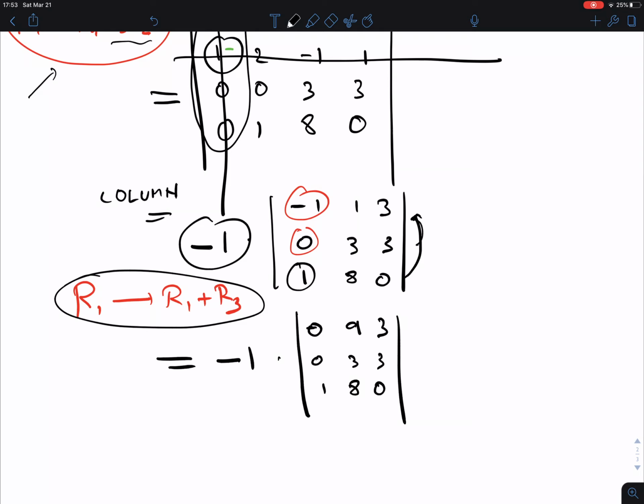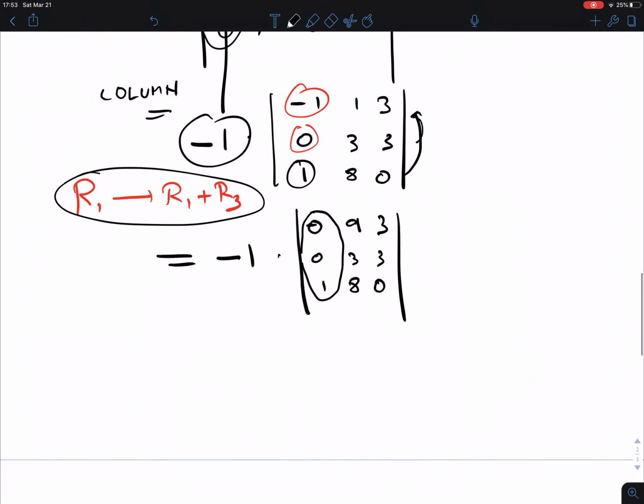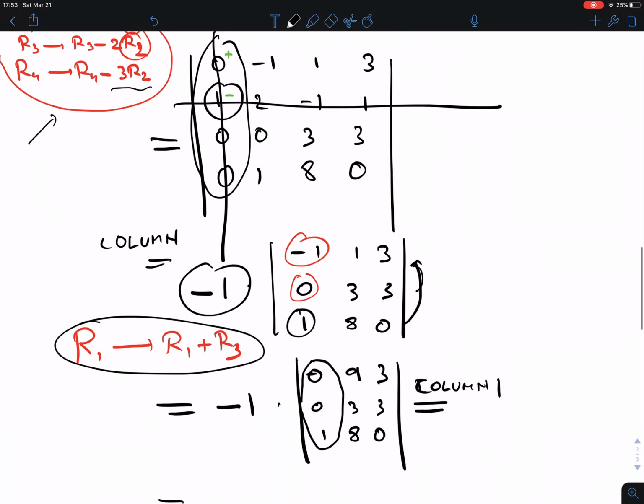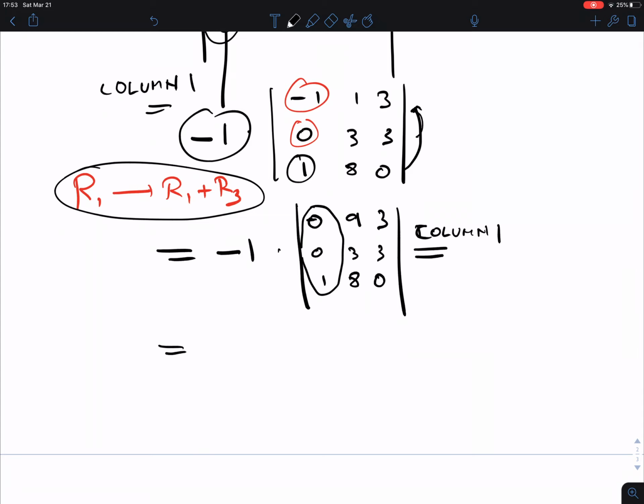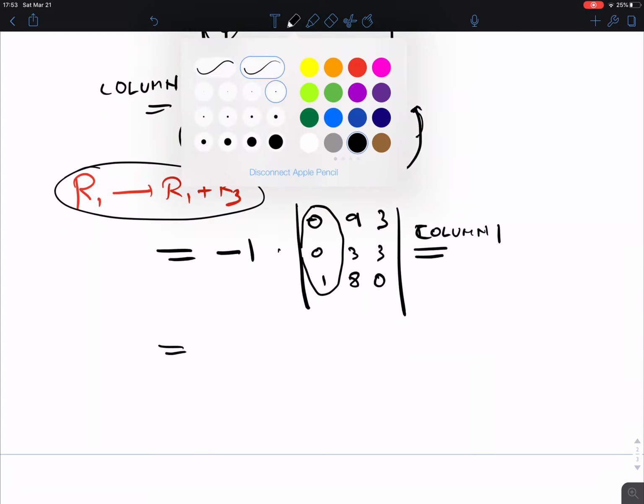But this time I made again a new column with almost all zeros. So this is better to do row expansion. So now I'm going to do row expansion here. No, sorry, I said wrong. Column expansion. Column 1. I hope I said it right there, right? Yeah, I said it right here. Column 1. Okay. We have to take care always of the signs.